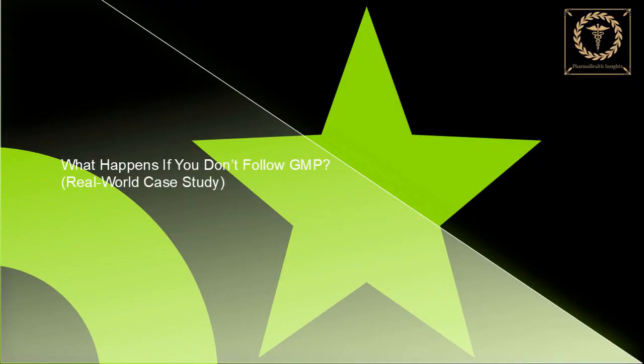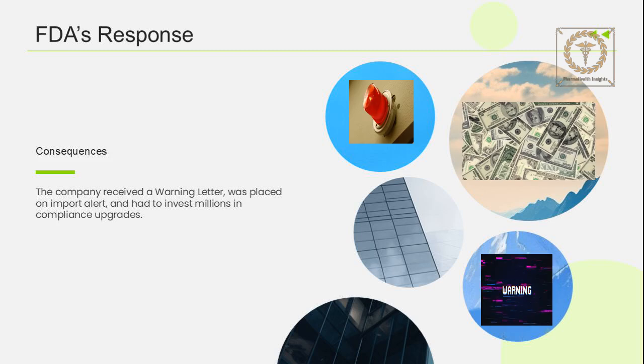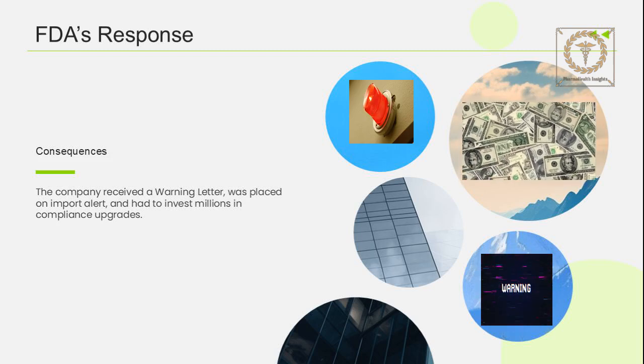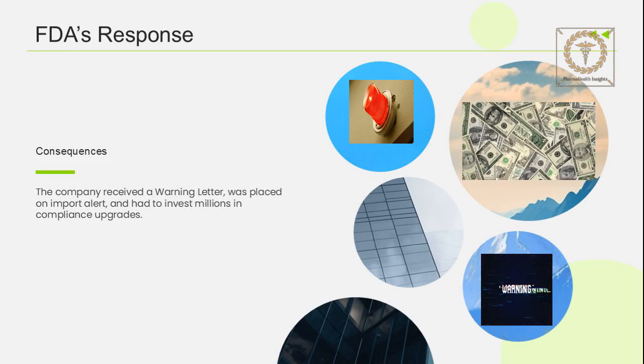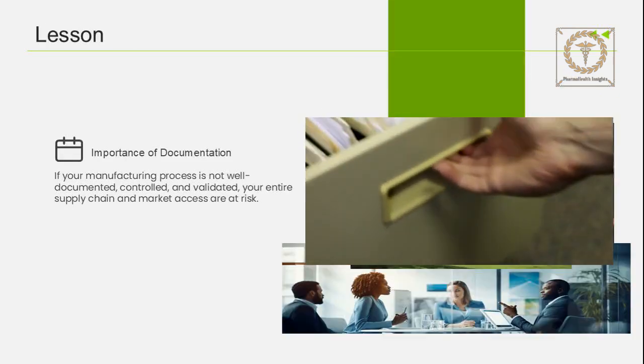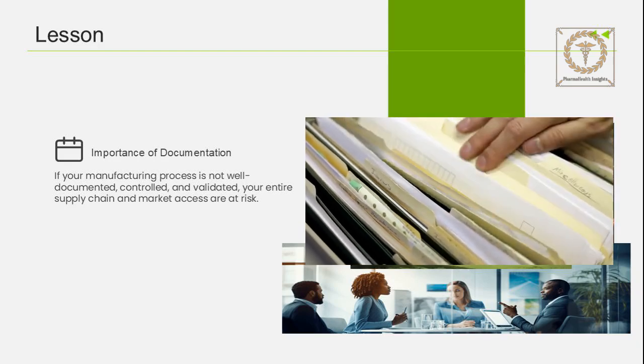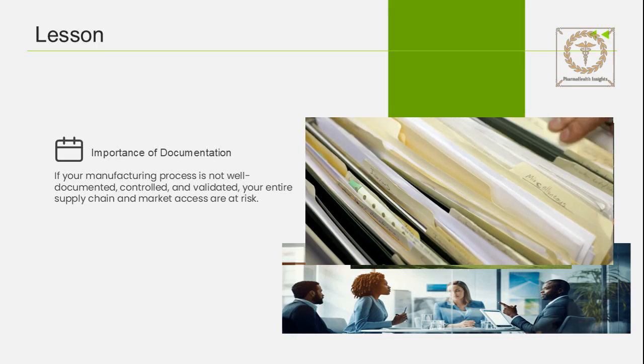Now, let's look at a real-world case study to understand the consequences of not following GMP regulations. In this case study, batch records were incomplete, cleaning validation records were missing, and the company failed to investigate failed batch results, leading to a shutdown by the FDA. The FDA issued a warning letter, placed the company on import alert, and the company had to invest millions in compliance upgrades. The lesson learned by the company was, proper documentation is crucial. Without it, your entire supply chain and market access are at risk.